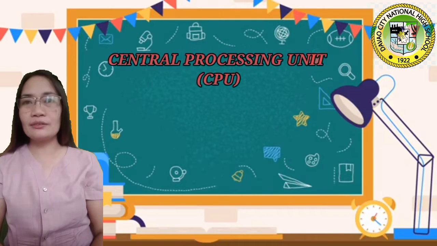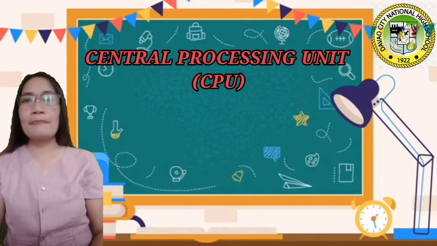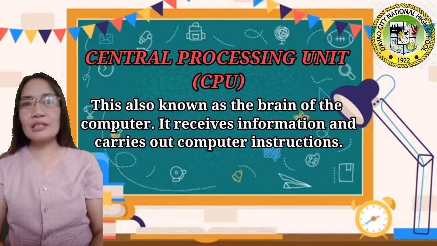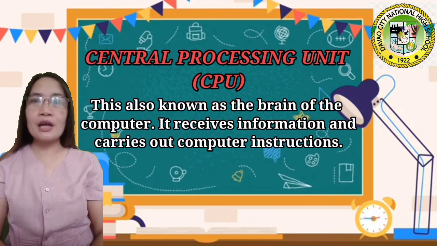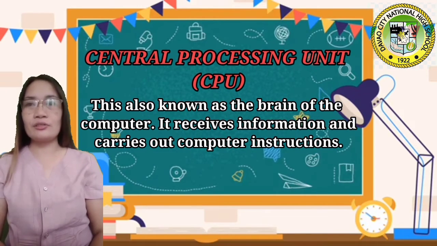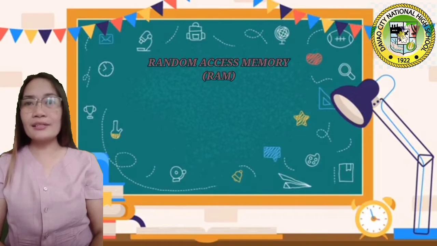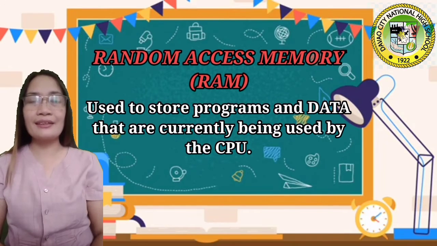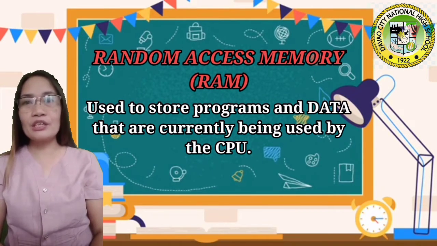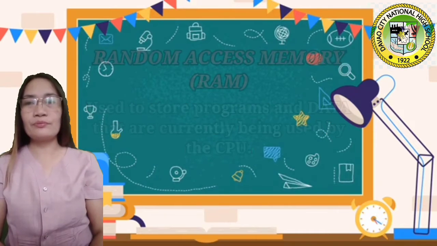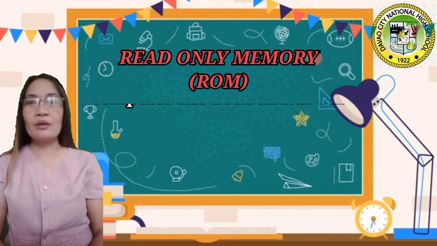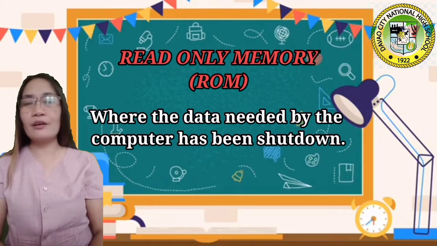Central Processing Unit or CPU is also known as the brain of the computer. It receives information and carries out computer instructions. Random Access Memory or RAM is used to store programs and data that are currently being used by the CPU. And the last one, we have read-only memory, where the data needed by the computer when it has been shut down is stored.